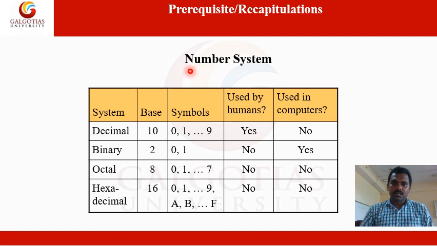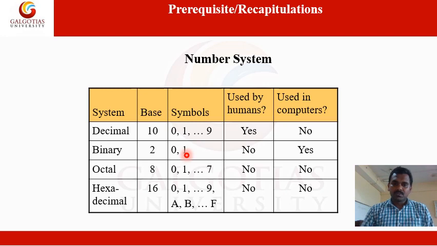So before starting the topic, it's better to recapitulate the previous discussions. In the previous class we have discussed the basic number systems. In this we have discussed the decimal number system, binary number system, octal number system and hexadecimal number systems. And out of these four number systems, binary number systems are used in digital electronics.